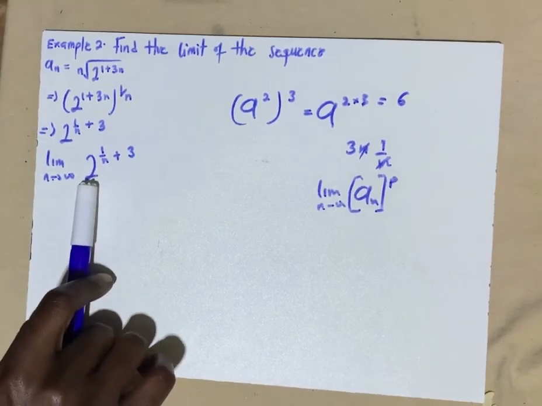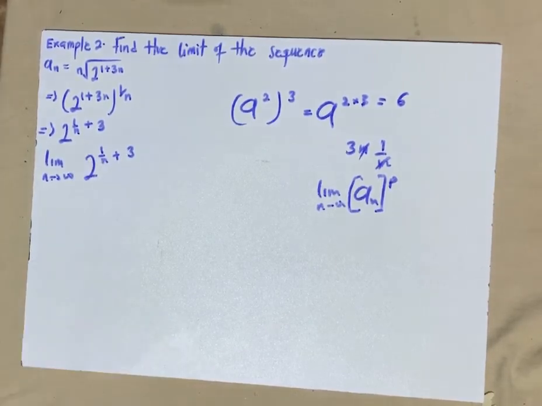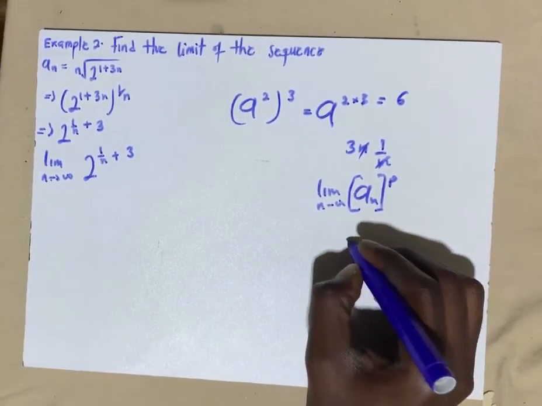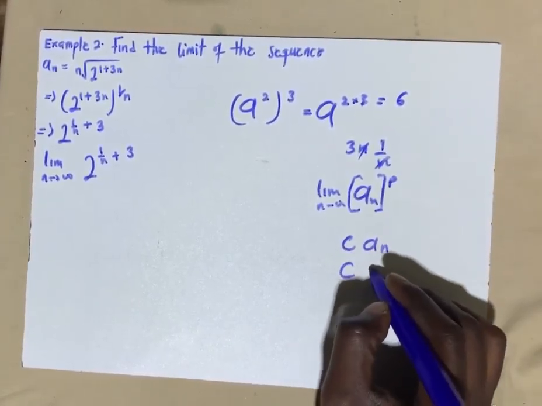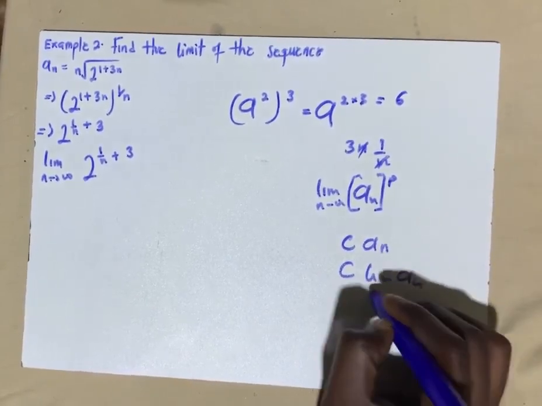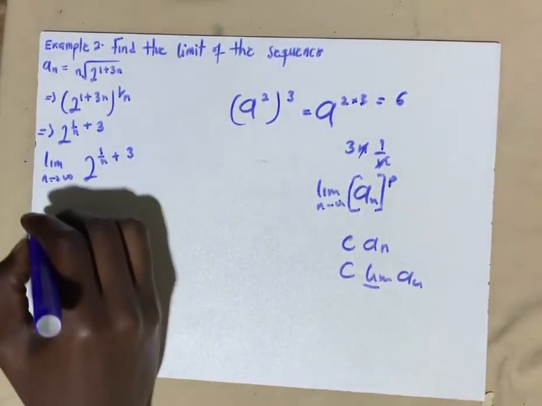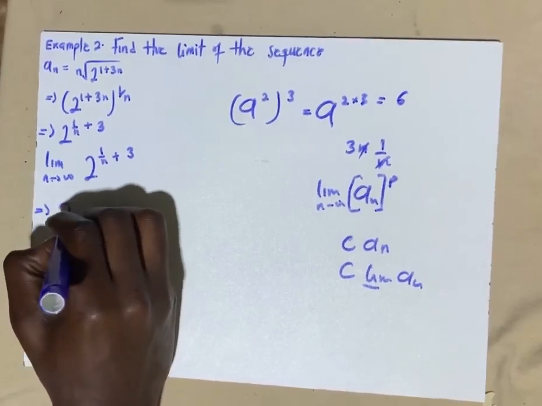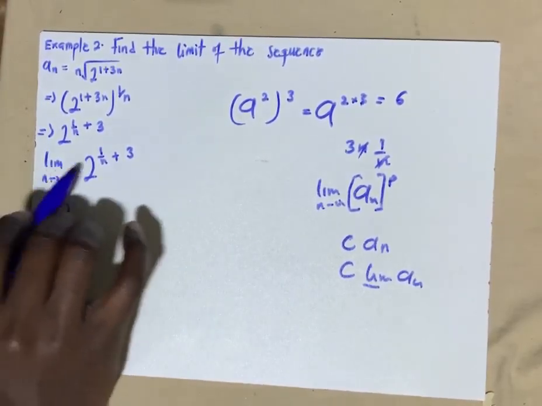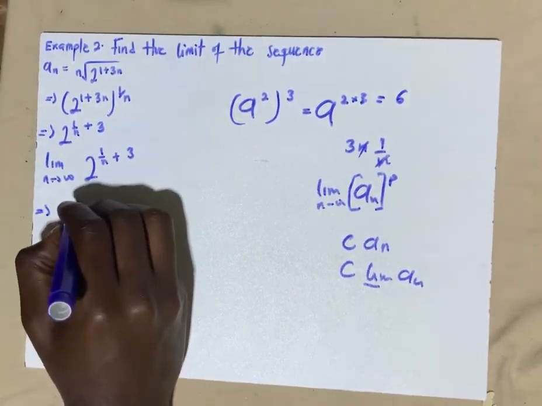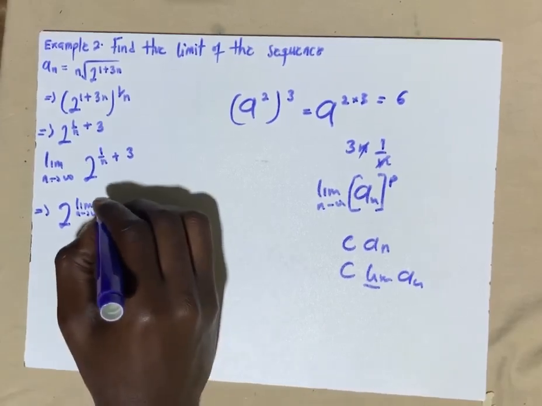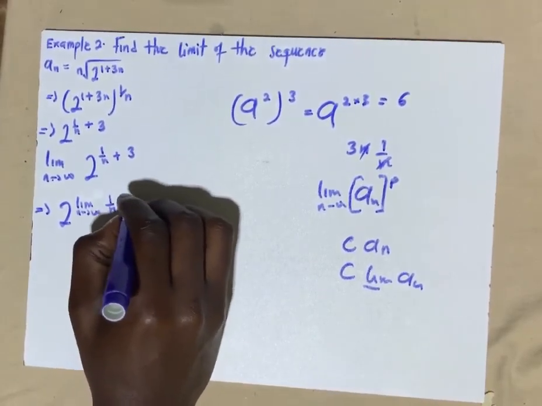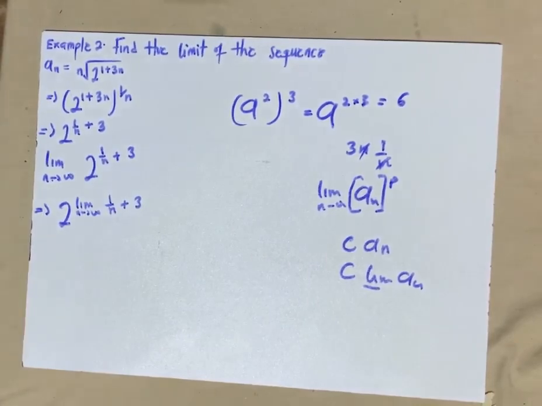And this one is also a constant. Remember, when you have a constant and a sequence, you bring the constant out and leave the sequence inside. So we can do that over here by bringing the 2 outside, and we now apply the limit to the exponent. So we are going to get the limit as n approaches infinity of 1 over n plus 3. Yes, so we are going to find this limit. Very, very simple.